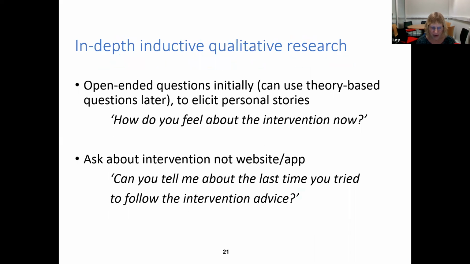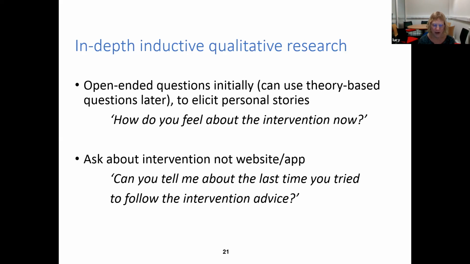Now, we always, with this kind of approach, use in-depth, what we call inductive qualitative research, which means that we use open-ended questions. We don't use theory-based questions, because if you use open-ended questions to start with, you find out what is foremost in the minds of the users. The trouble with theory-based questions is that people will politely answer all of them and will make up something for every construct if they possibly can, and you won't really know at the end which were the things that were particularly important to them.